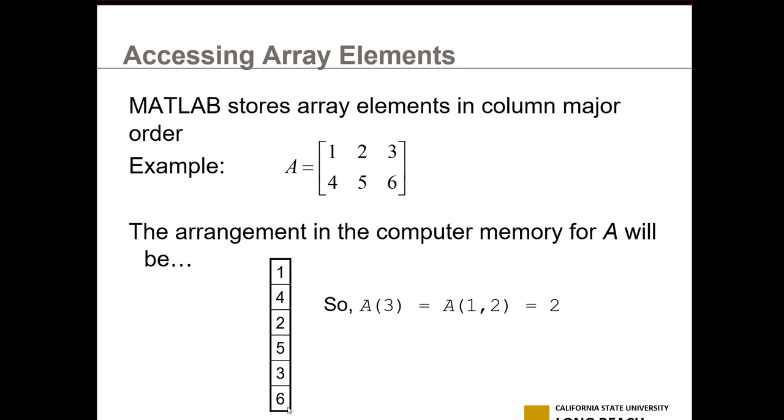5, 3, 6. So if we asked MATLAB for the third element, we would say, okay, I want information in matrix A. So we would type capital A, and then we'd open parentheses 3. We can also ask MATLAB for a specific row and column. We want row 1, which is the first entry, column 2, which is the second entry. And that takes us to the same place, which is this number 2.